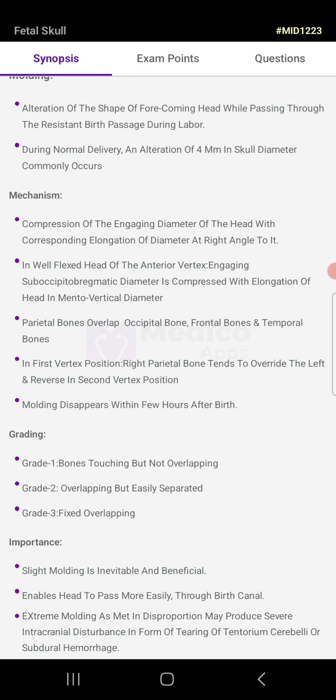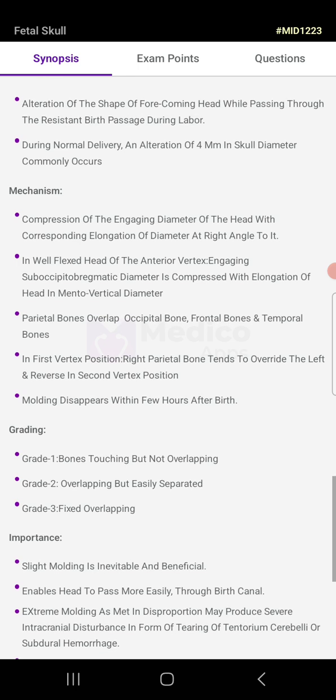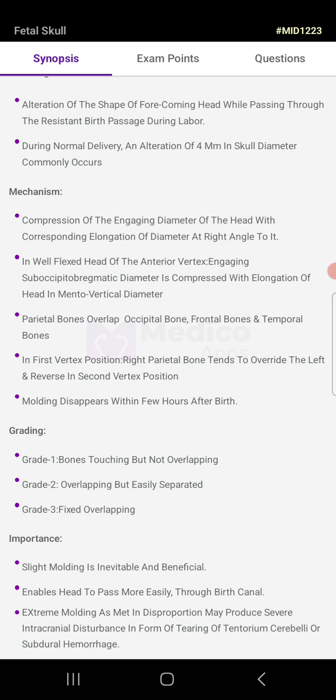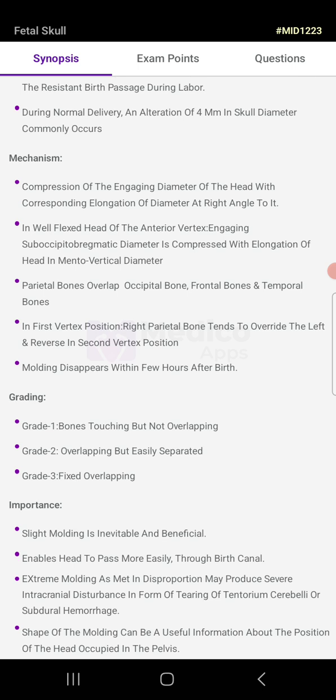Mechanism: compression of the engaging diameter of the head with a corresponding elongation of the diameter at right angles to it. In the flexed head of an anterior vertex engaging suboccipitobregmatic diameter, it is compressed with elongation of the head in the mentovertical diameter. Parietal bones overlap the occipital bone, frontal bone and the temporal bone. In the first vertex position, the right parietal bone tends to override the left, and the reverse in the second vertex position. Molding disappears within a few hours after birth.